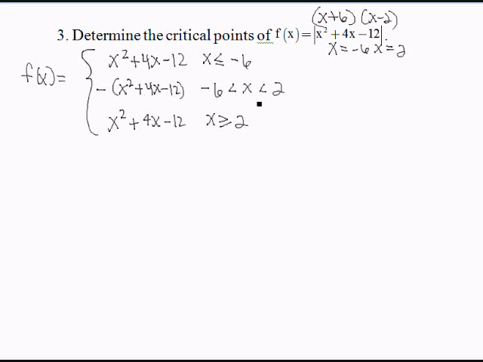So now here's our three pieces of our absolute value function, and we want to determine whether or not it's continuous at those points, and if it's not continuous, that would be considered a critical point. Then consider the derivatives to see if there's any points in which any of these derivatives are equal to 0, and whether the left and right-hand derivatives are the same at the points at which the functions change, meaning at negative 6 and at positive 2. So let's first look at continuity.